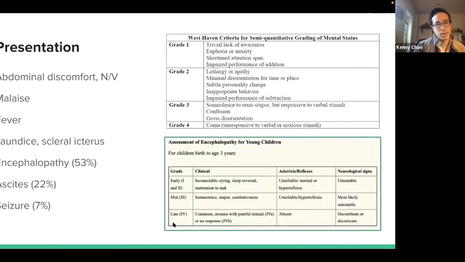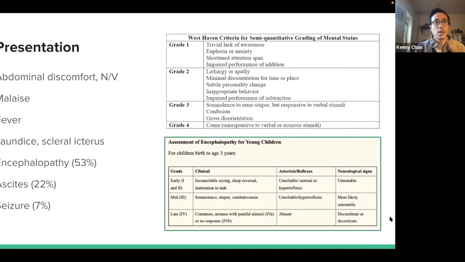In terms of presentation, you have the belly pain, fever, malaise, jaundice, scleral icterus, but I just want to focus on encephalopathy, which you find in actually more than half of patients on admission. We typically on the adult side use this West Haven criteria. You go from grade 1 to 4, 4 being coma and 1 just having some mild impairments.